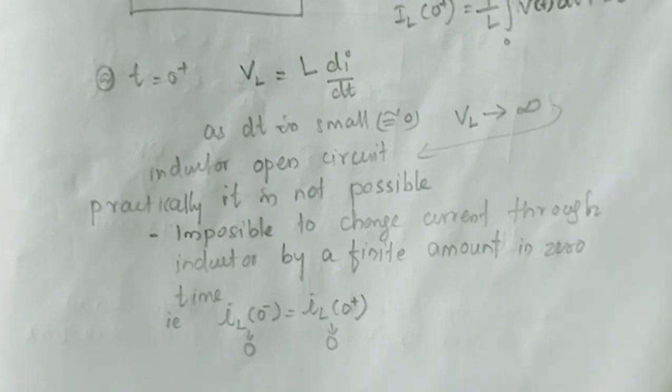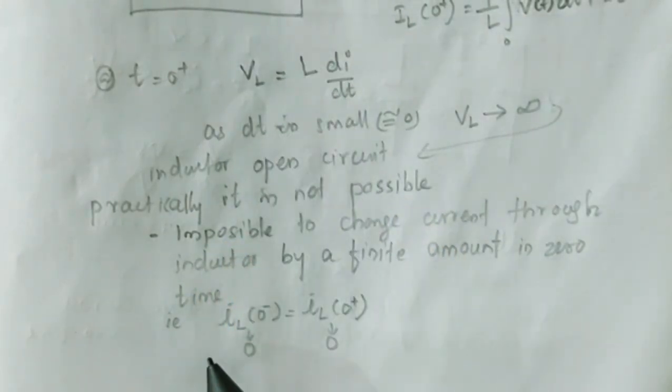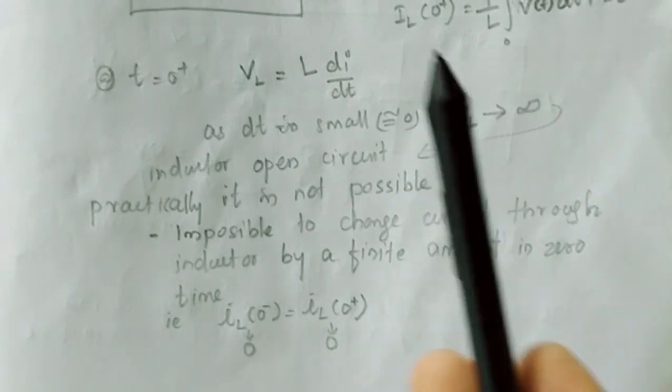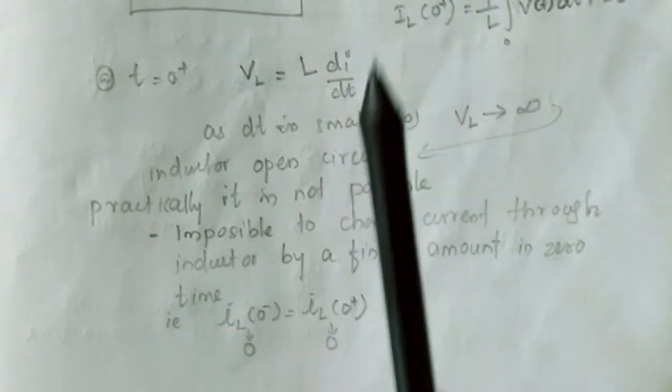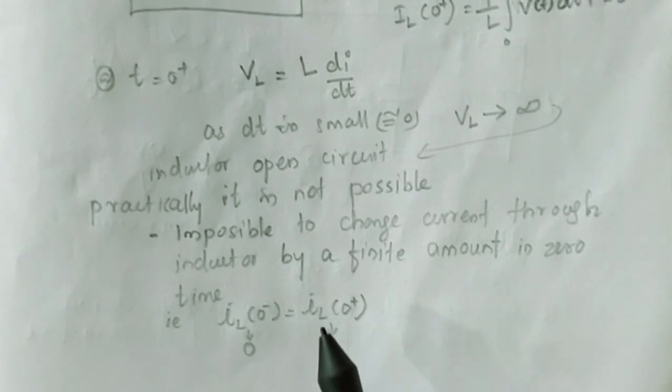So that means current through the inductor does not change instantaneously. That means an inductor does not allow an abrupt change in current through it. In this case, when we are considering initial current as 0, immediately after switching, IL0 plus, is also 0. If you are considering initial current, say I0 before switching, so IL0 minus is I0, and immediately after switching also the current through the inductor becomes I0.